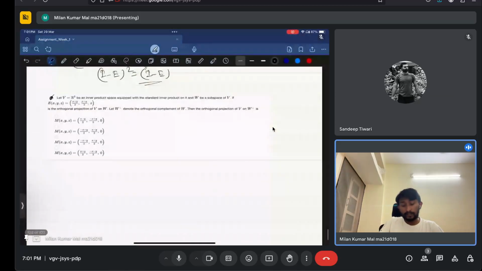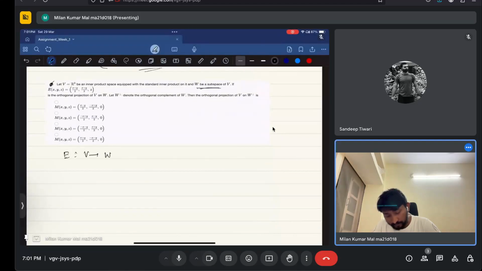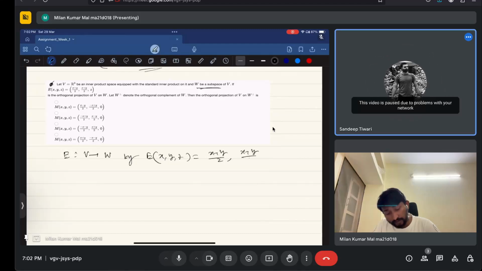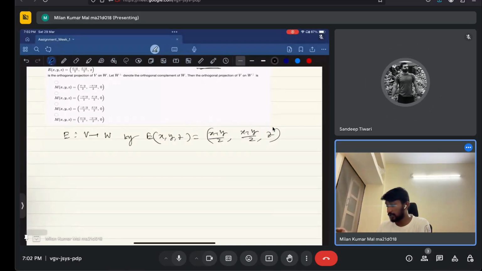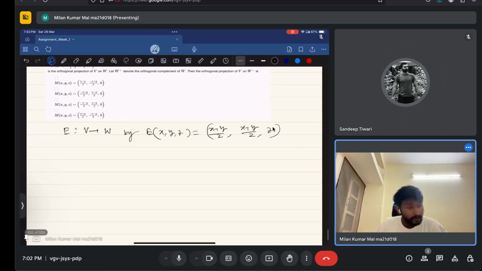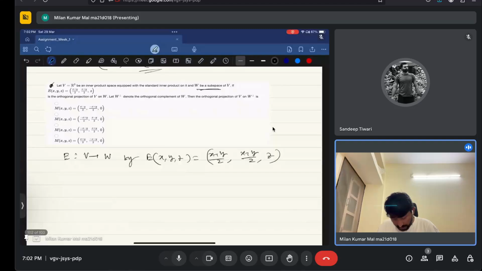Here it is written that V is R3, and W is a subspace of V. The dimension is not specified, but E is given from V to W by E of X, Y, Z equal to X plus Y by 2, X plus Y by 2, 0. I think option B. I have to check the correct option. I'm not able to find it. This is B or C. Yeah, no, option A is the correct option.